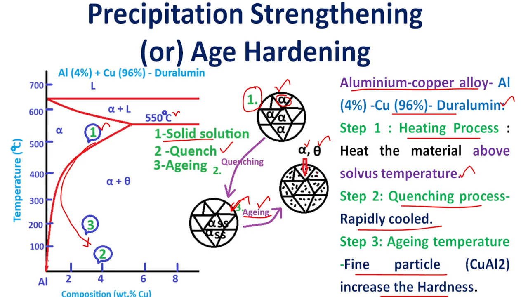There are totally three stages: solid solution treatment, quenching and aging process. First is the alpha stage, then alpha SS, and the third one is the alpha and theta phases. This is the precipitation strengthening or age hardening process.